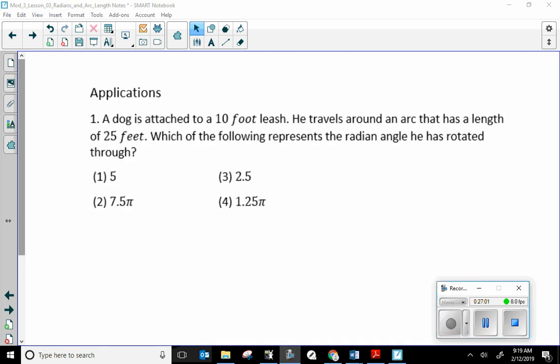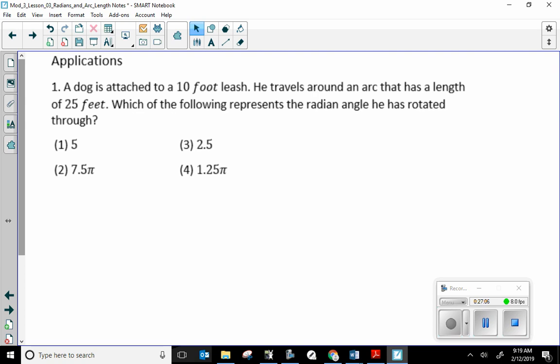All right, these applications are kind of real-life things. I'm going to do the first one with you, but the rest I'm going to have assigned, so you're going to do those on your own. Let's start with number 1 here. A dog is attached to a 10-foot leash and travels around an arc that has a length of 25 feet, which represents the radian angle he has rotated through. This is where people say, I can't do it. You can.